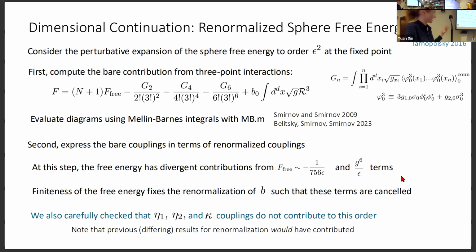So we also carefully checked that these eta 1, eta 2, and kappa couplings don't contribute to this order. They're not 0, but we think there will be contributions at higher orders. They have a beta function, but it just doesn't contribute to this order in the free energy. I'm happy to talk more about the actual calculations later.